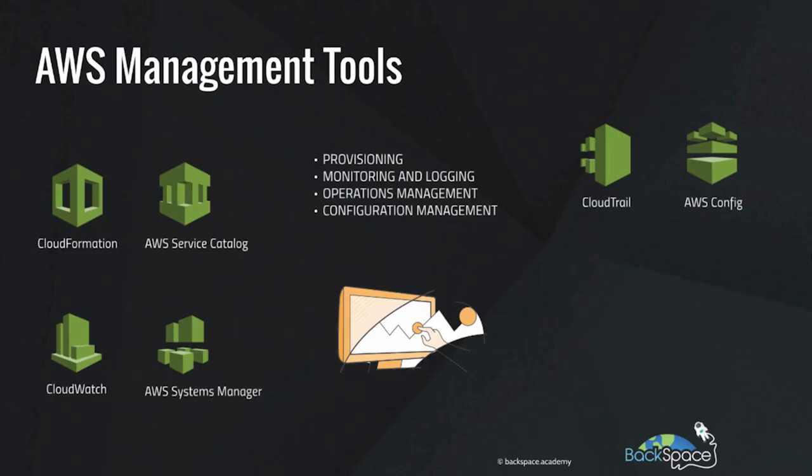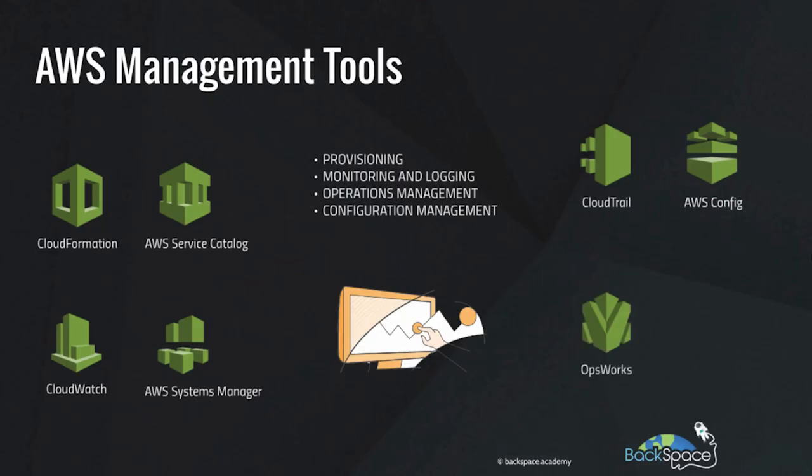AWS Config enables you to assess, audit, and evaluate the configurations of your AWS resources. This simplifies compliance auditing, security analysis, change management and control, and also operational troubleshooting.